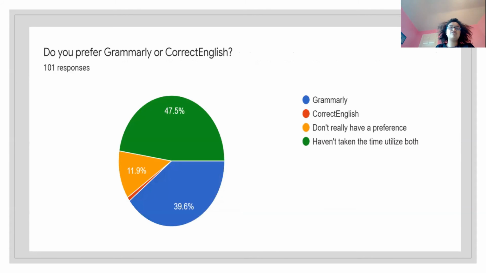The fifth question, do you prefer Grammarly or Correct English? Of the 50% that do know the difference, approximately 39.6% of the students prefer Grammarly. This is important because it shows that because a lot of people prefer Grammarly over Correct English, Grammarly is definitely more user-friendly. You're not asking to purchase Grammarly, but this is definitely proving that Correct English is definitely not the best option based on students' opinions.